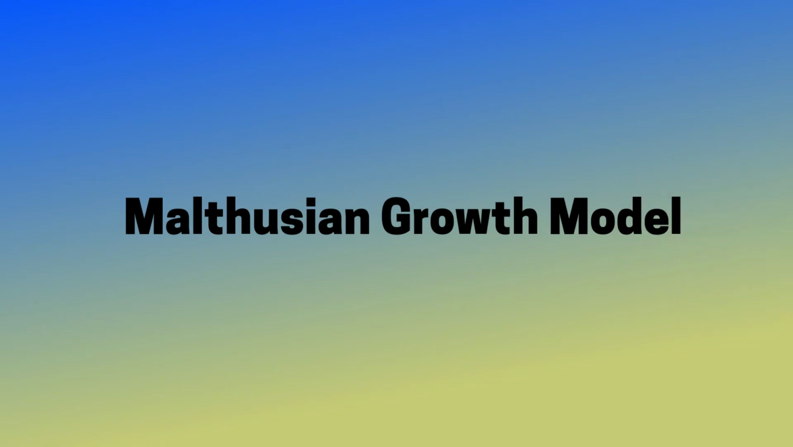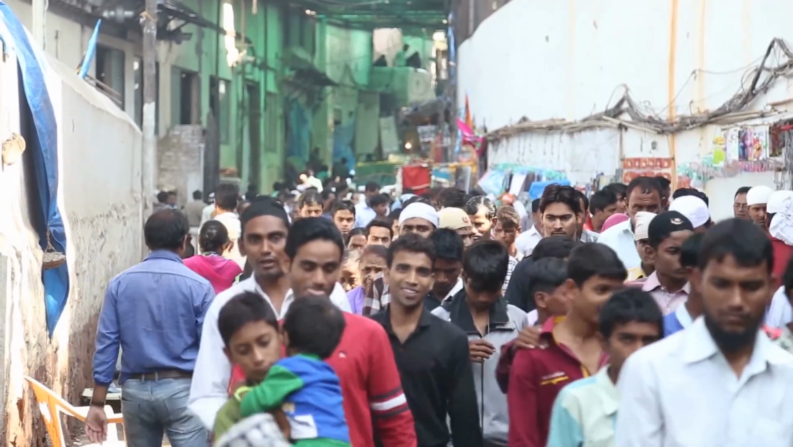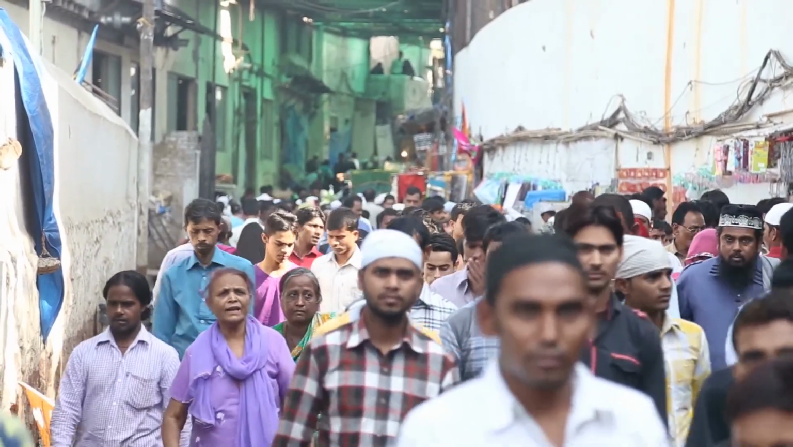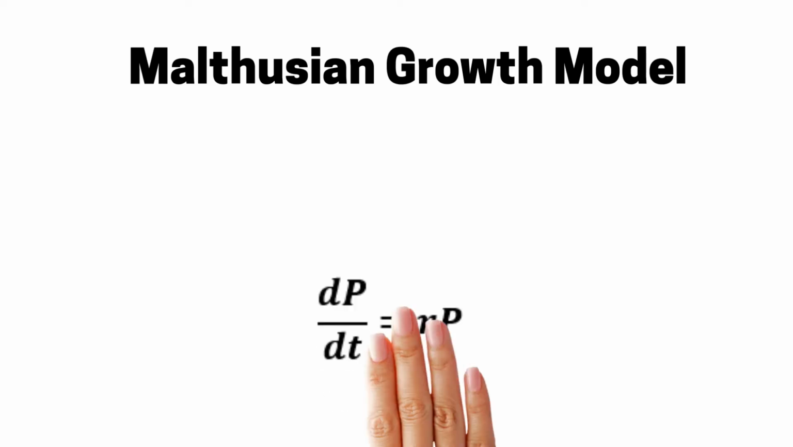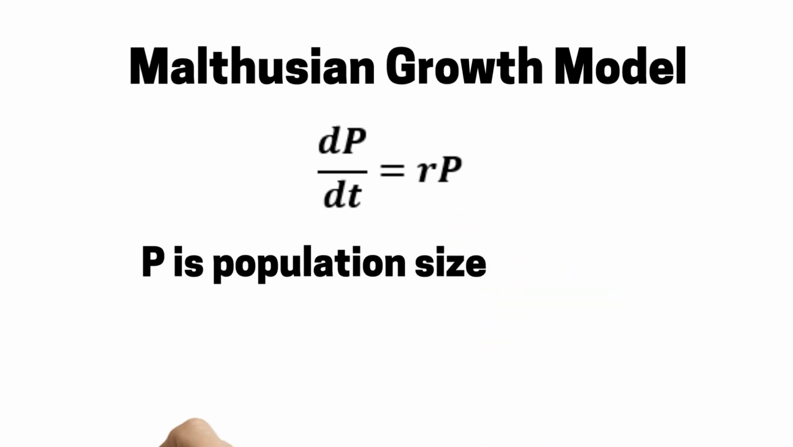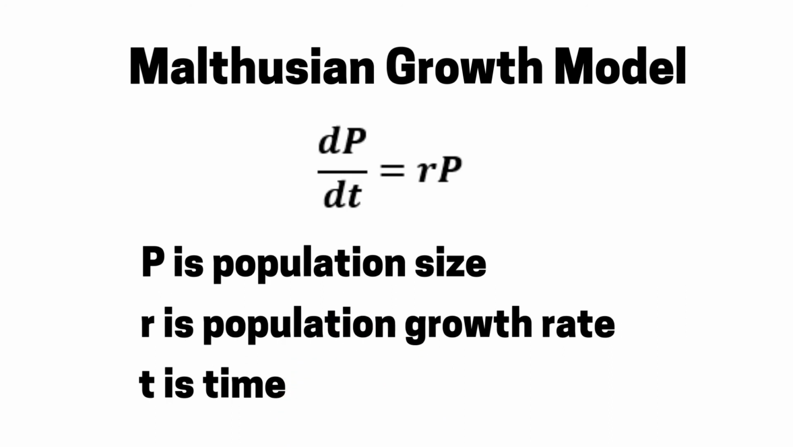The Malthusian growth model is a model of exponential growth regarded in the field of population ecology as the first principle of population dynamics. P is population size, r is population growth rate, and t is time. Differential equations, therefore, may be used to study the behavior of complex economic systems.